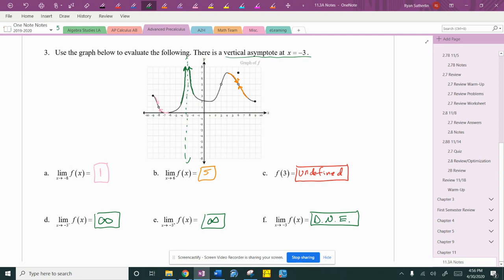So I hope this has given you a good foundation, a little review of what we've done with limits graphically so far this year.